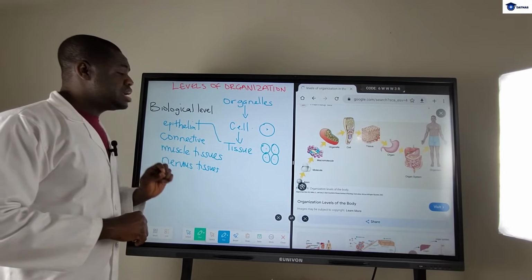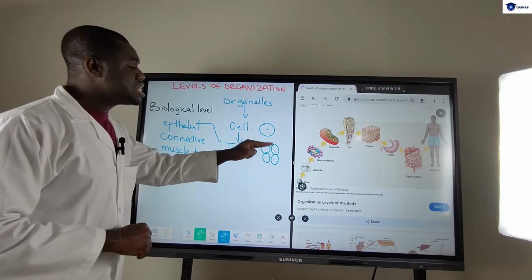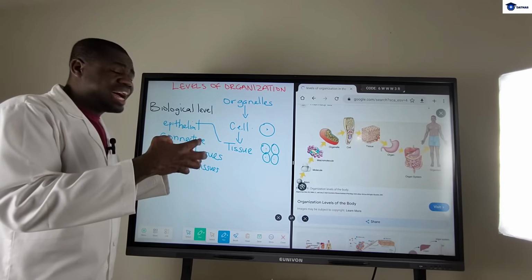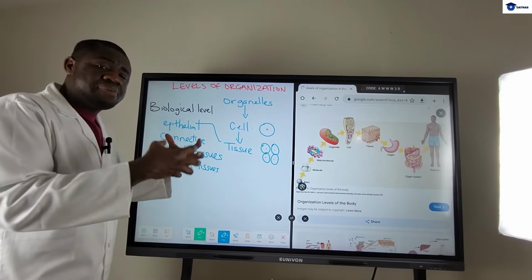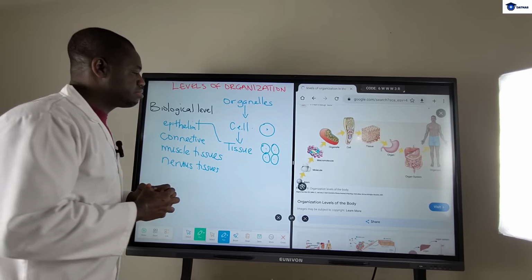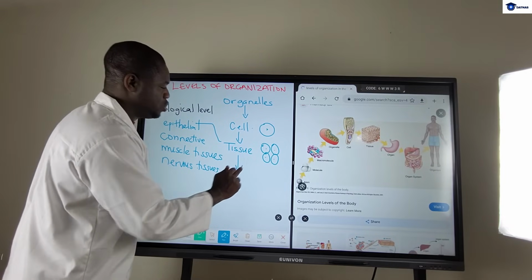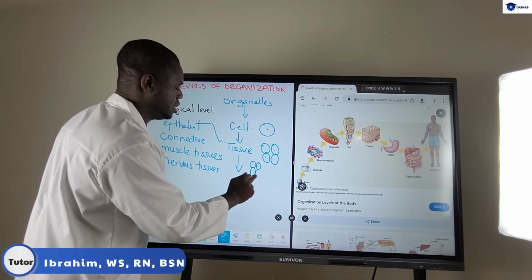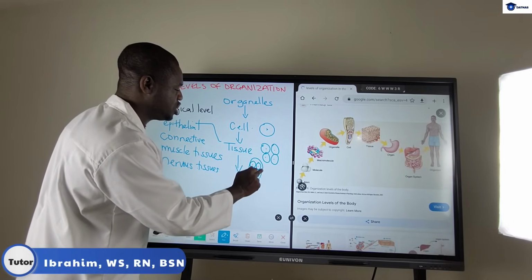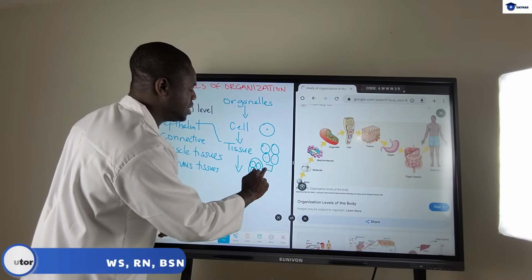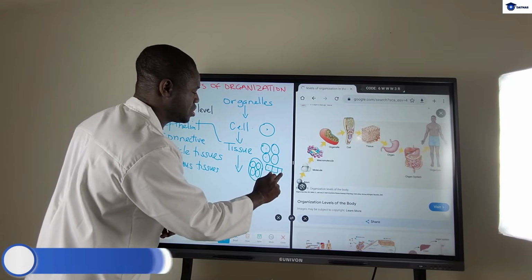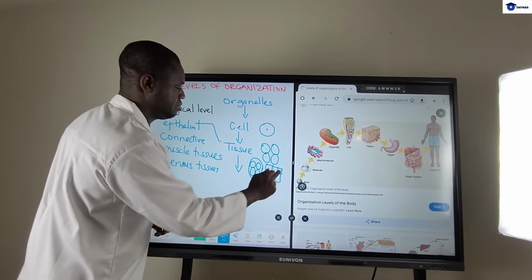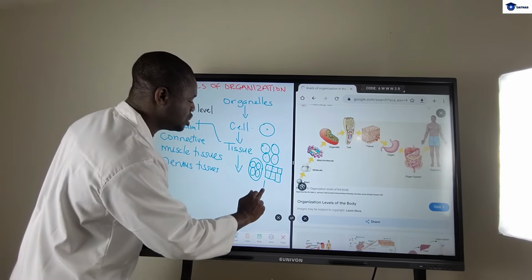But don't forget that for a tissue to form, the cells forming the tissue must be the same, must look alike, must have the same functions. Two or more tissues. Let's say this is a unit of a tissue. This is another unit of tissue, and this is another unit of tissue.